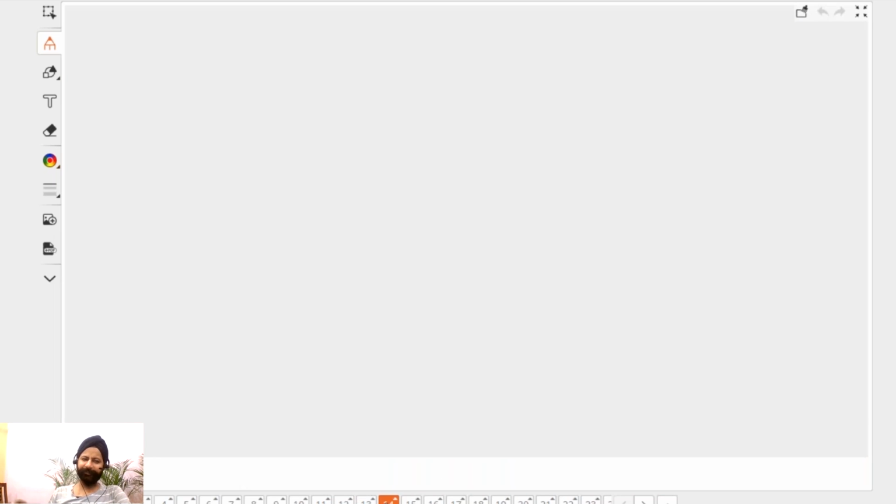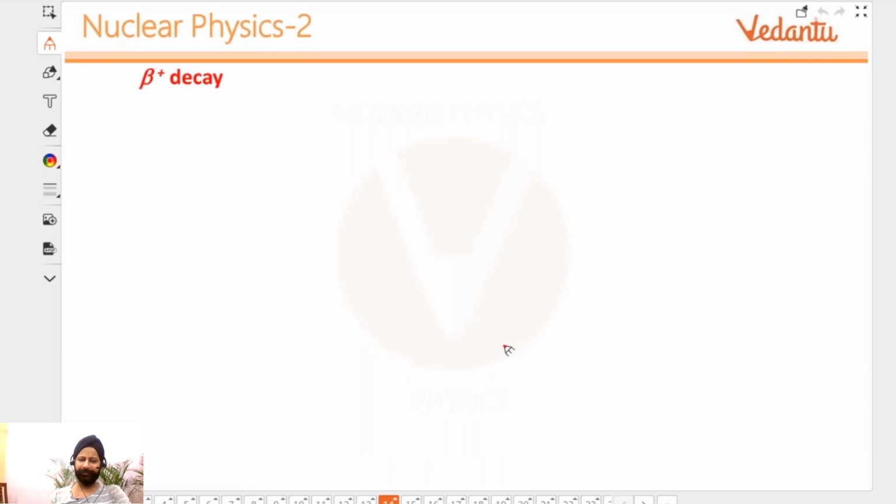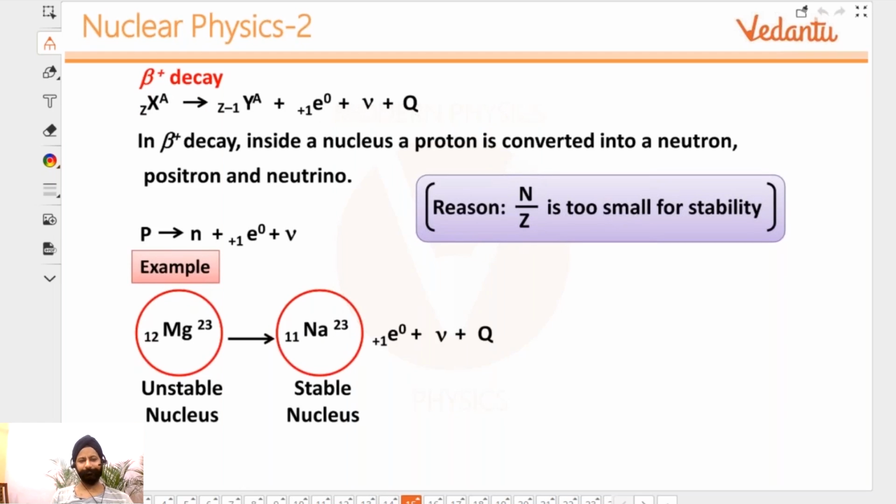Beta positive. So this will happen when there are a lot of protons. So the neutrons are less and protons are more. Right, so you'll have beta positive. So any questions, any doubts?